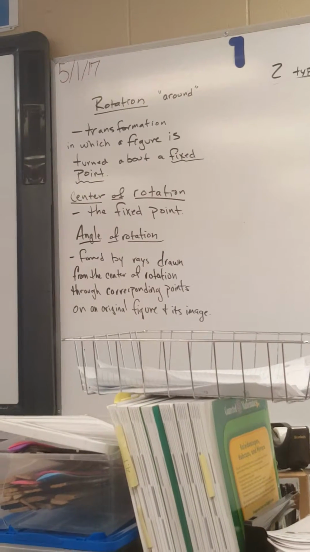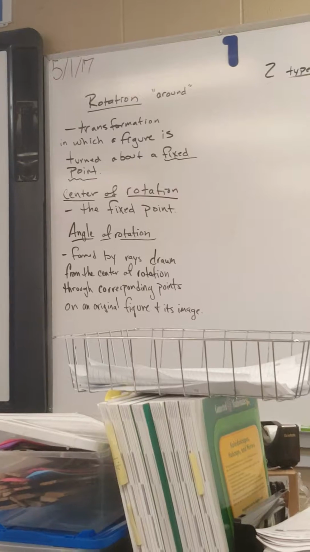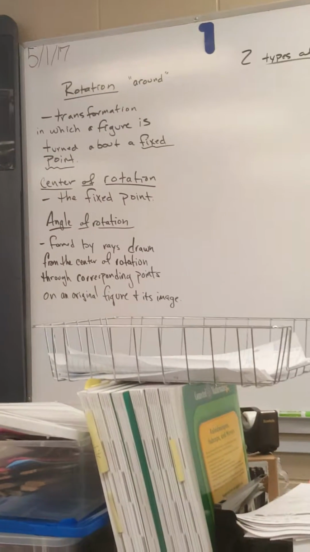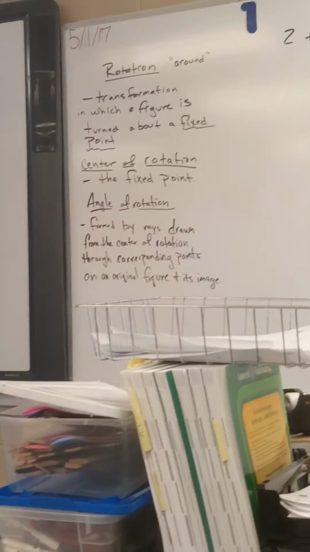Now, this fixed point that the figure goes in a rotational movement around has a certain name. What is the name called? Center of rotation. The fixed point actually has a name.